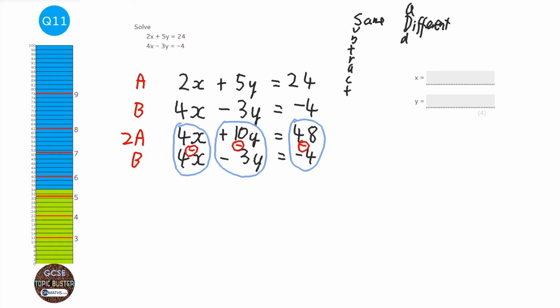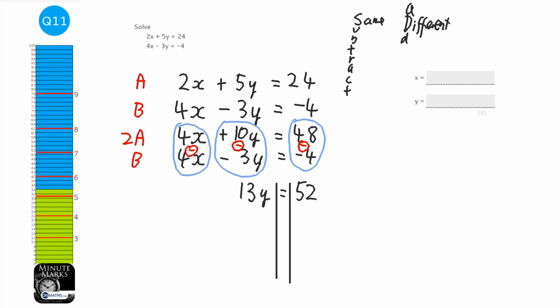Okay, let's start. 4x take away 4x is nothing, which is good because it needs to be nothing. 10y minus 3y is 13y. And we've got 48 minus, and because the two minuses make a plus, 4, which is going to be 52. I'm going to put my lines in.